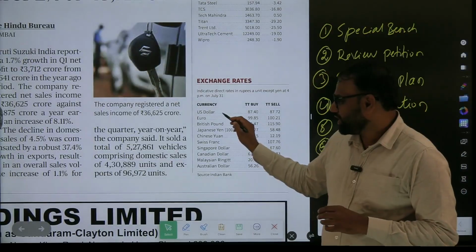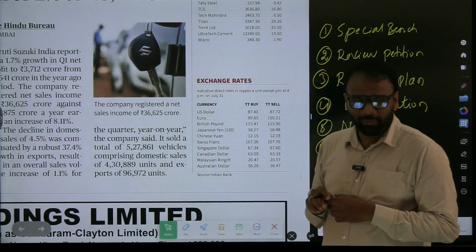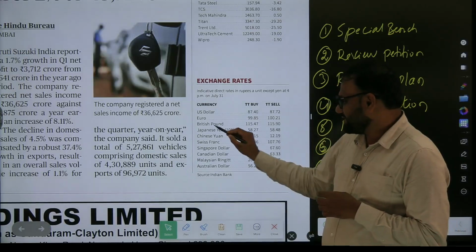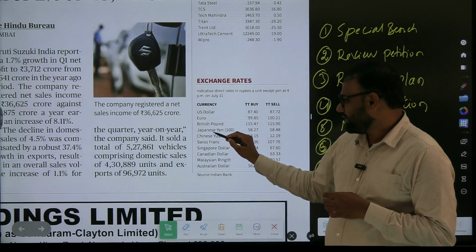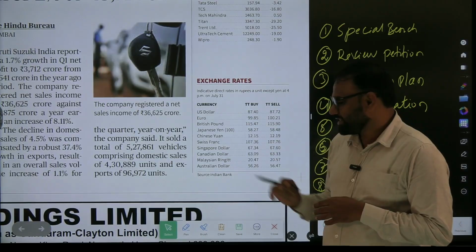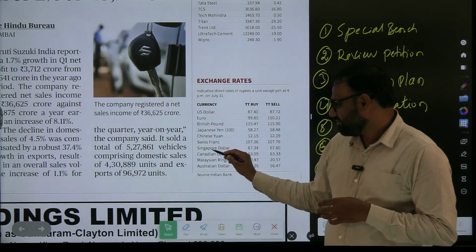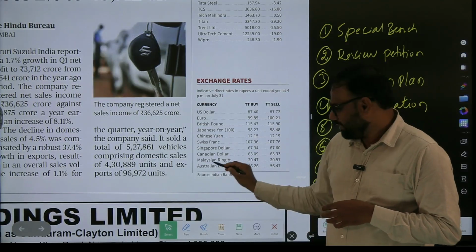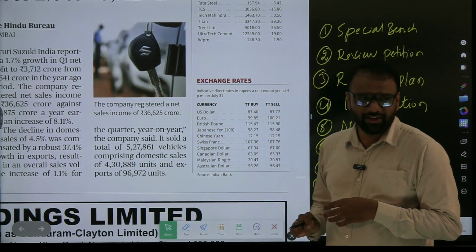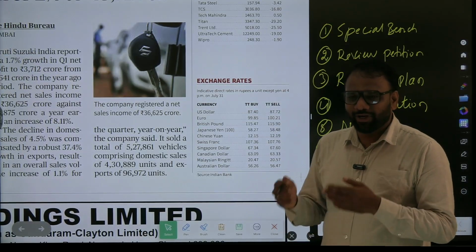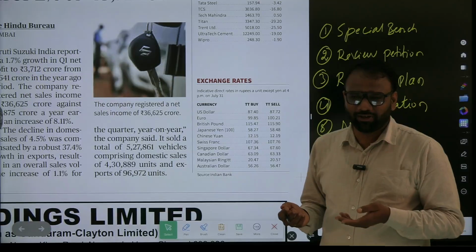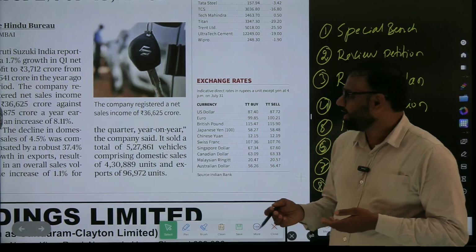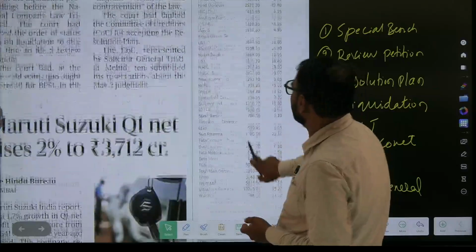So USA dollar, euro, European Union currency, British pound, Japanese, Chinese, Swiss, Singapore, Canadian, Malaysian ringgit, Australian dollar. Daily when you look into it, gradually it will become an integral part of you. You need not make an effort to memorize them. So these things are not important. You just leave it.